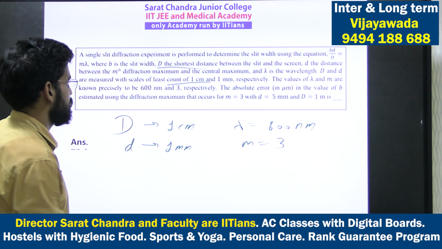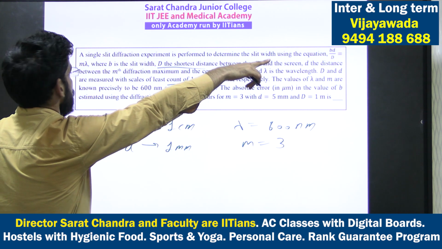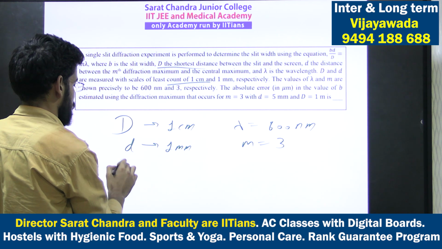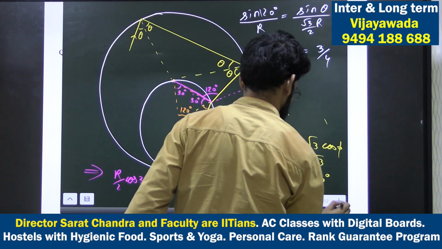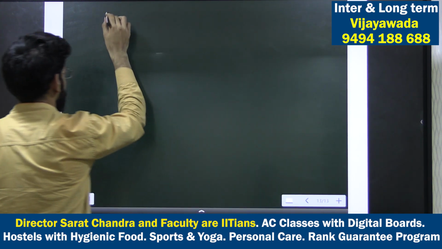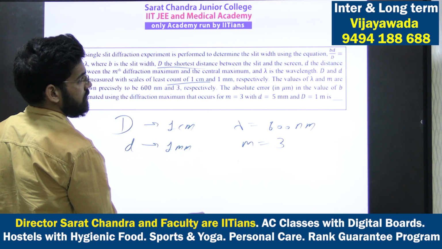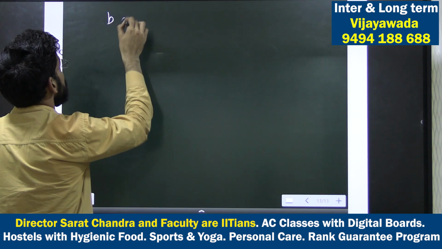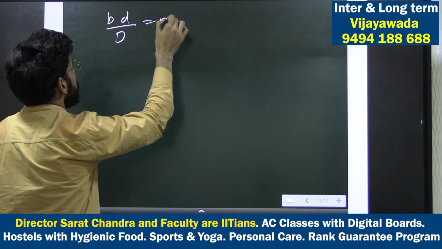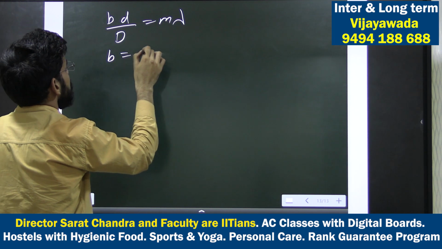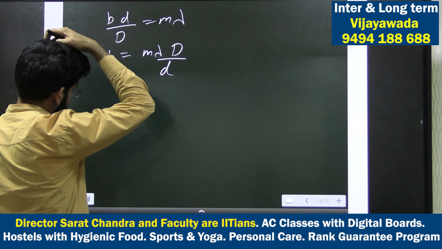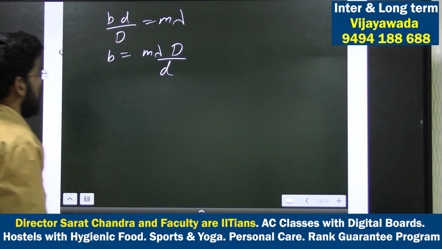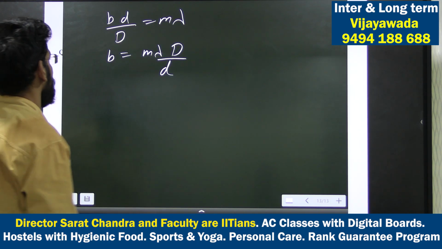Fine, okay. So what we can say from this formula, if you calculate the B value, we know B, d by capital D equals to m lambda. From here, the B value I have to get is m lambda capital D by small d, okay? This is the B value. So if I get the absolute error I have to get, okay?